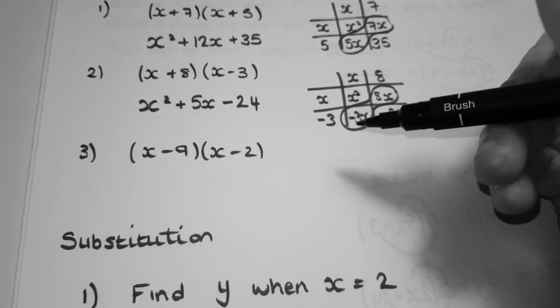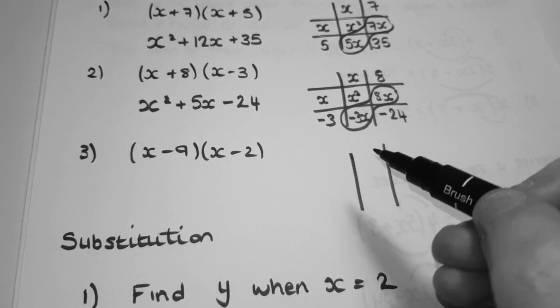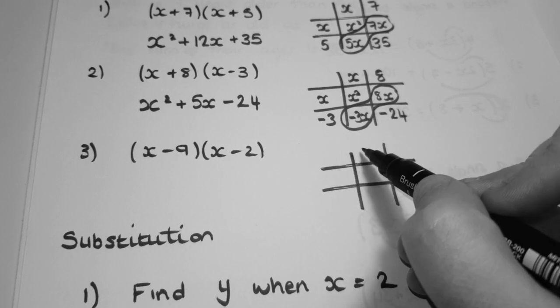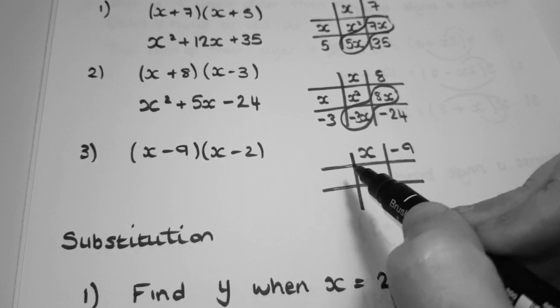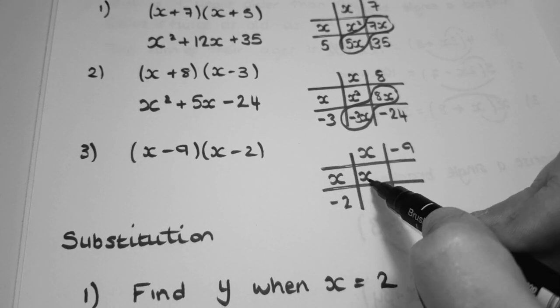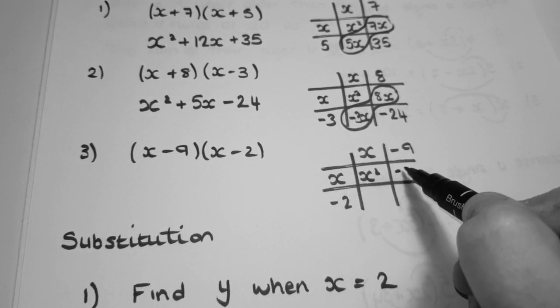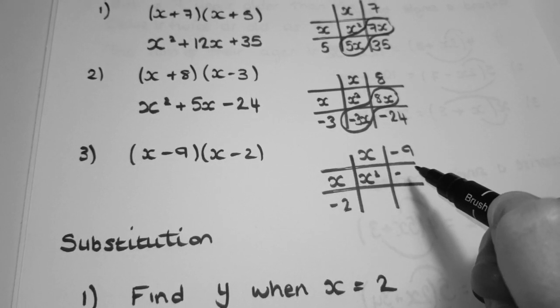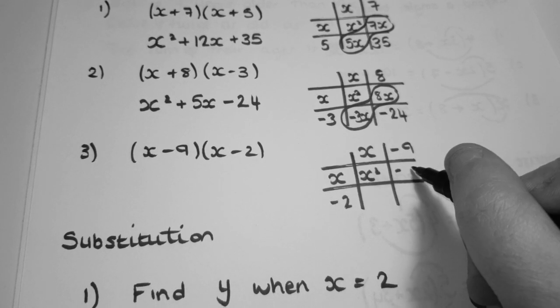And then just to show the last one, what happens when they're both negative, you've got x and a minus 9, x and a minus 2. So x times x is x squared. X times minus 9 is minus 9x.